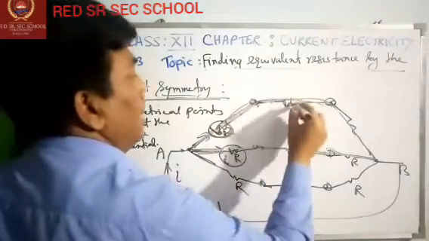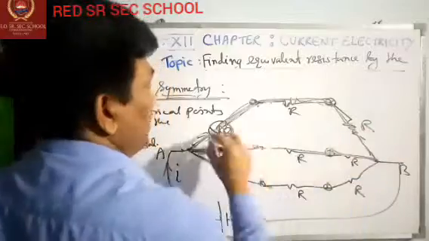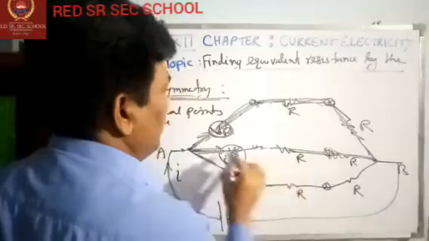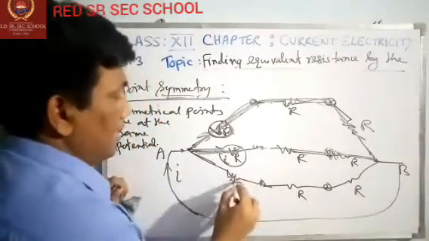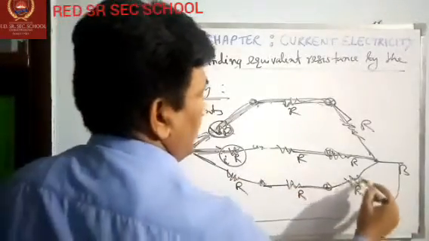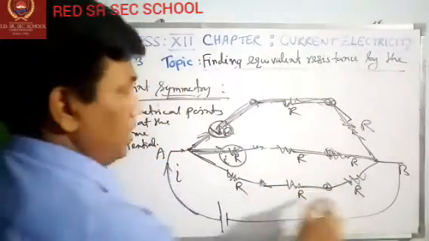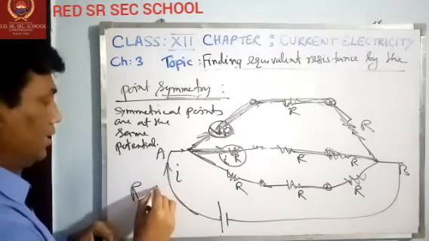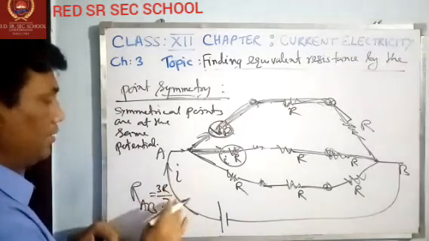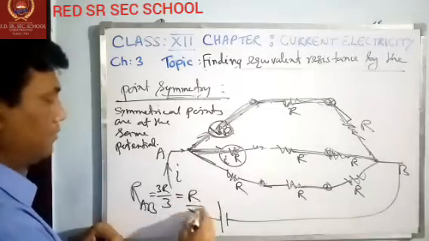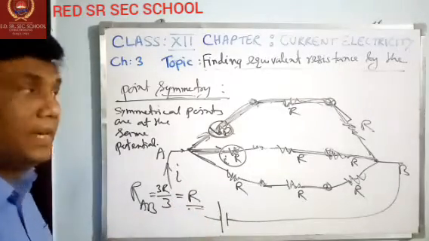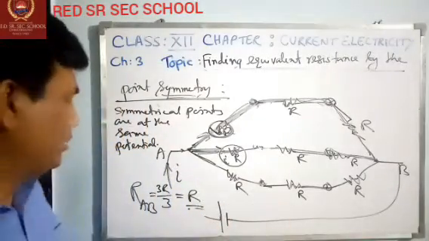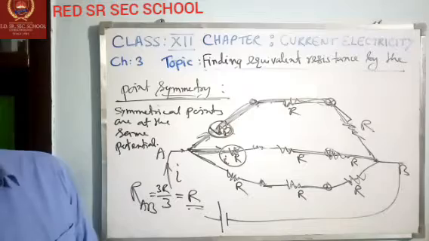R and R, these 3 are in series. R. This line in series, R. These 3 lines are in series. So 3R. So the resistance between A and B is 3R upon 3, it means R. Okay. The equivalent resistance is R. 3R, all 3 are in parallel, so you can use the formula. You can easily find it. The answer is R only.